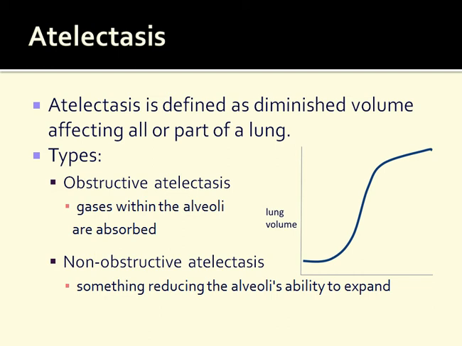Non-obstructive atelectasis refers to something reducing the alveoli's ability to expand that isn't causing a blockage to flow. That might be that your chest wall isn't expanding due to either pain or reduction in effort, or there is something that's disrupting the normal pleural membranes, and therefore the chest wall might be moving but the alveoli isn't being drawn open with it. So there are different forms of atelectasis, and therefore different causes of atelectasis.